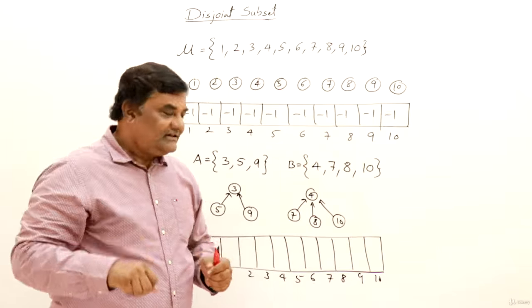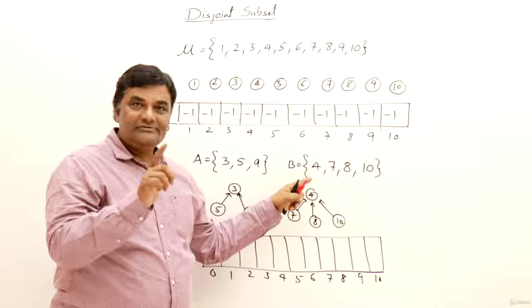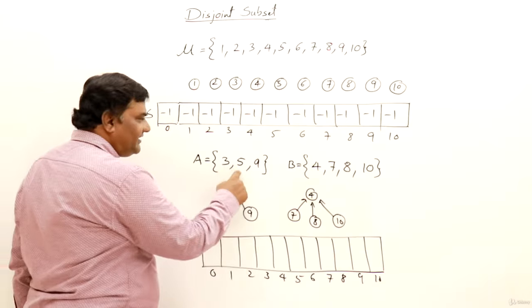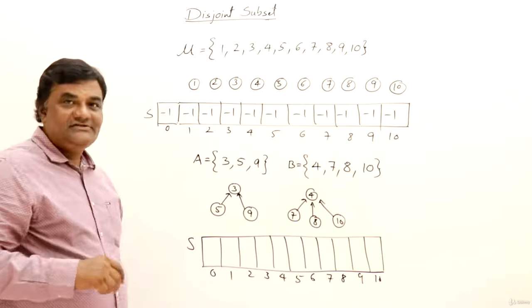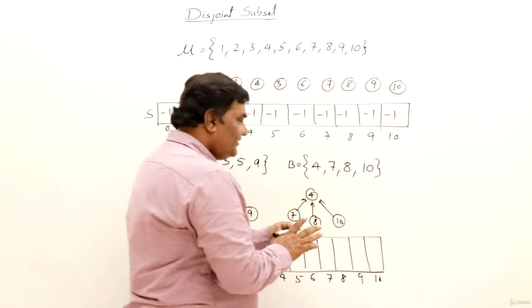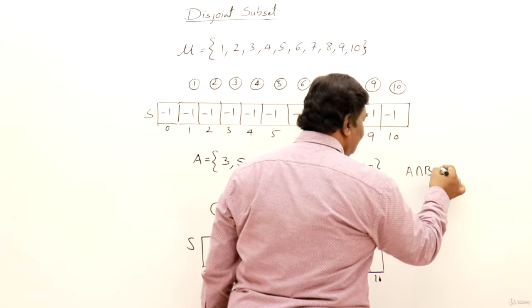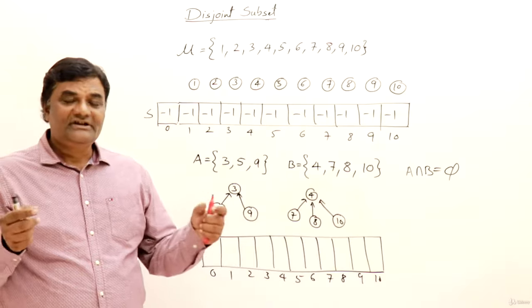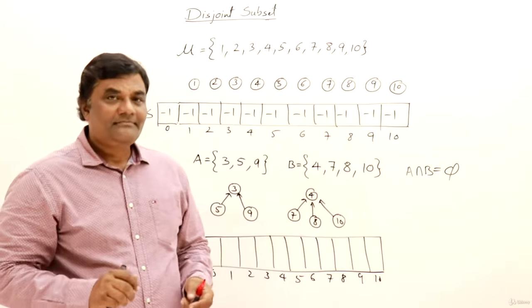Now if I take subsets, I have two subsets here, A and B. Just look at what I am showing. A and B. If you check the numbers here, 3, 5, 9, 4, 7, 8, 10. If you take the intersection of these two, the intersection is 5. So if you have subset A, and you take the intersection with subset B, then the result is 5. So disjoint subsets mean that if you take the intersection, there is no common element among them.